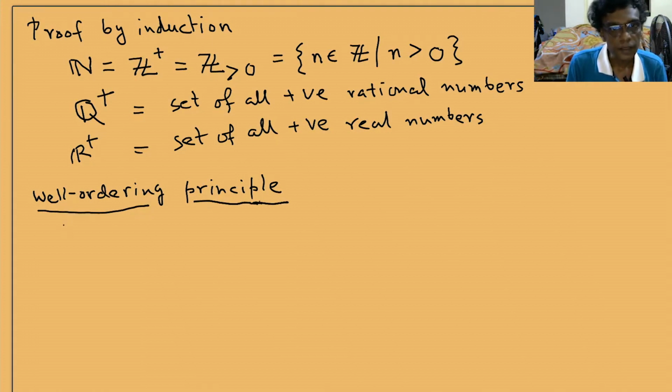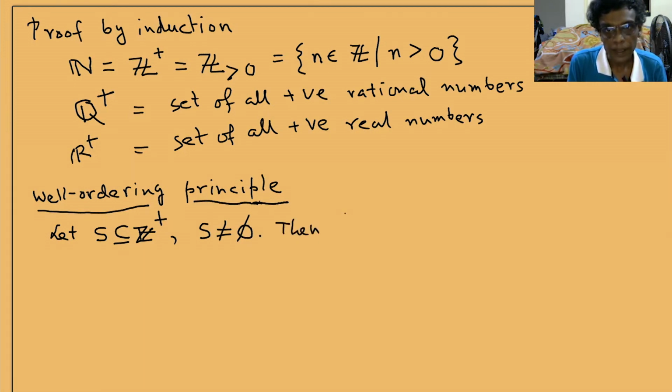So, this says that let S be a subset of Z plus, which is not empty. Then the principle says that S contains a smallest element.